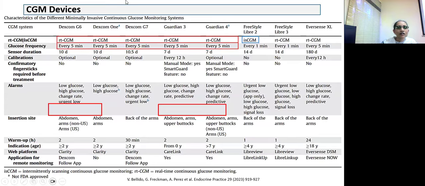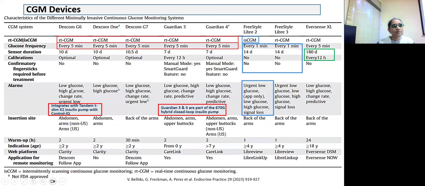And all the real-time CGMs, which are constantly measuring and transmitting, give alarms as well. So we have low glucose alarms, which are available for Dexcom and Guardian, and they give a beep when the glucose levels are going below 70. These two devices also integrate with insulin pumps, and they're used in automated insulin delivery devices, so that the CGM will talk to the pump and adjust the rate of insulin delivery by the pump. Those are the automated insulin pumps.